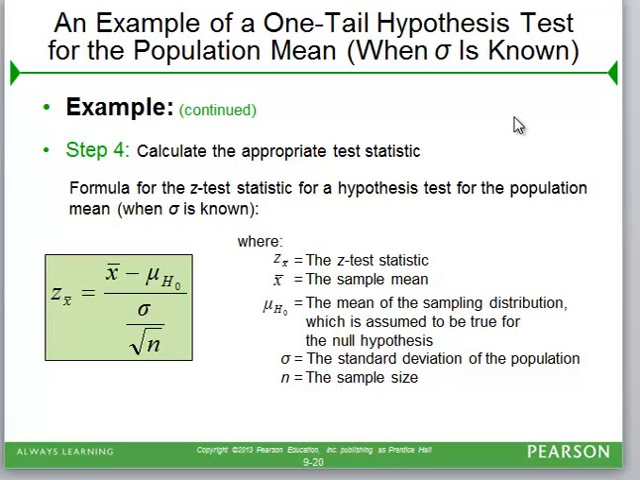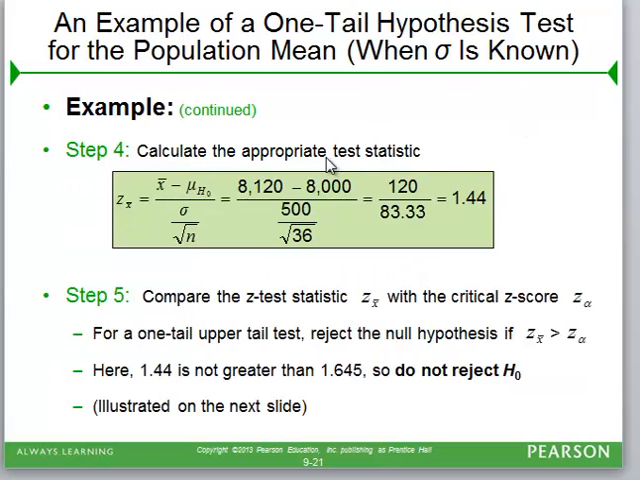So plug all the numbers into this formula. The sample mean is 8,120 and the population mean is 8,000. So sample mean minus population mean, divided by the standard deviation of the sample, that is 500 over the square root of 36. We get the result 1.44. This 1.44 is the z-score for the sample mean.